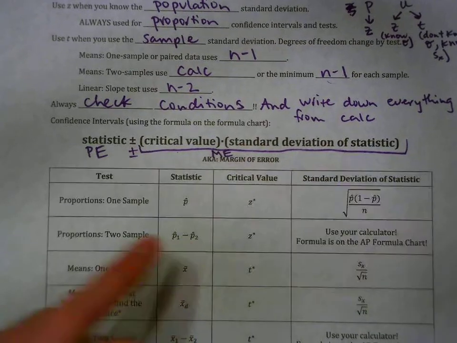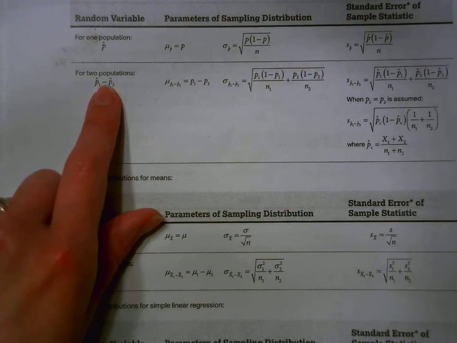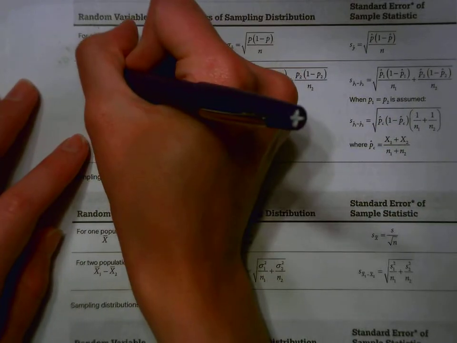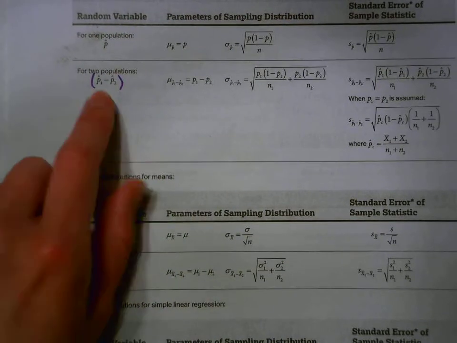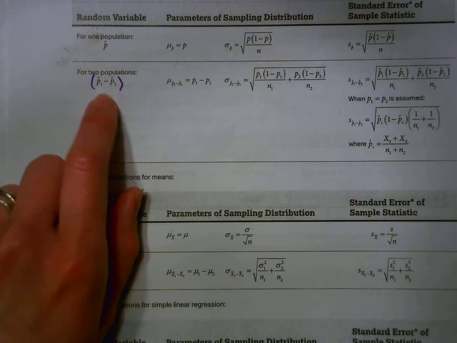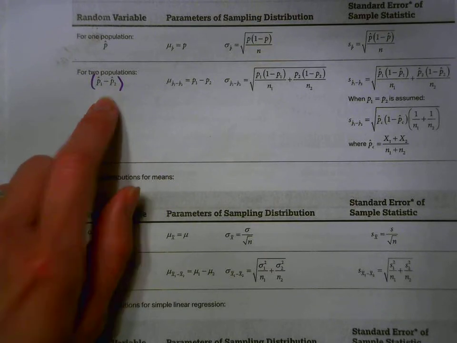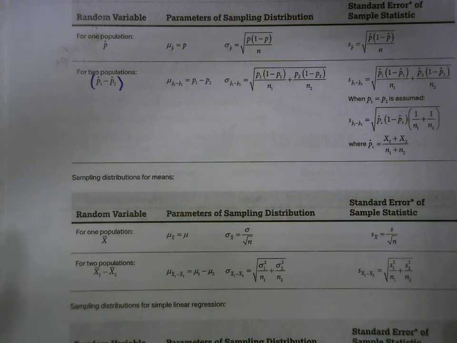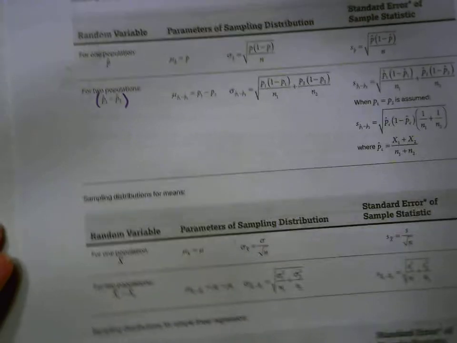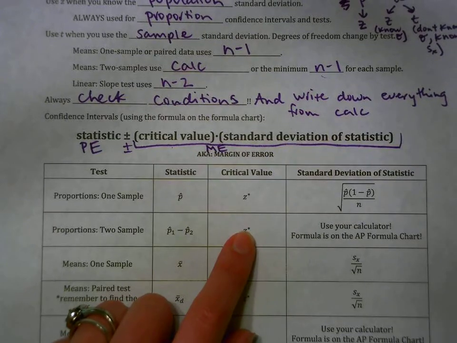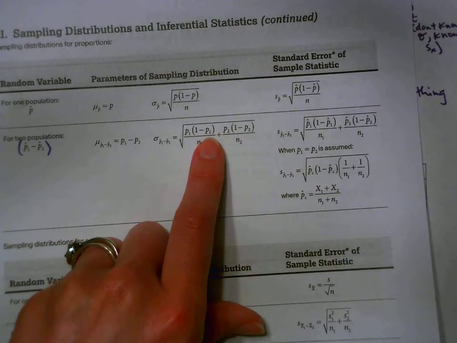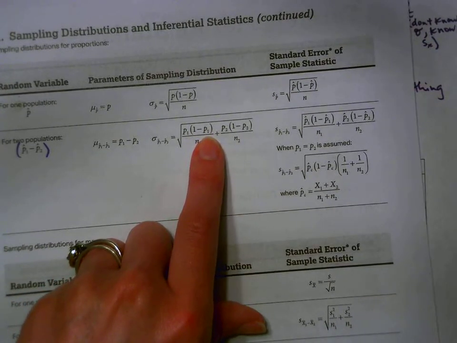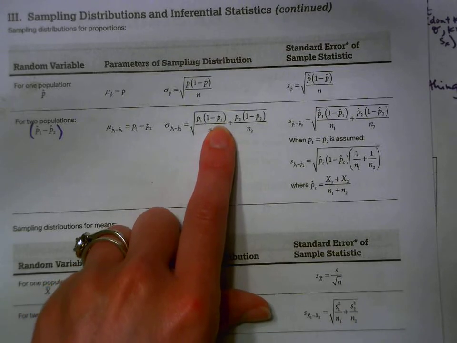For two sample proportions, this would be your statistic, p hat 1 minus p hat 2. That difference is the statistic, because you're creating a confidence interval for the difference in the proportions, so it could go negative. Again, you would use z star because it's a proportion problem, and you would use this formula for the standard deviation.